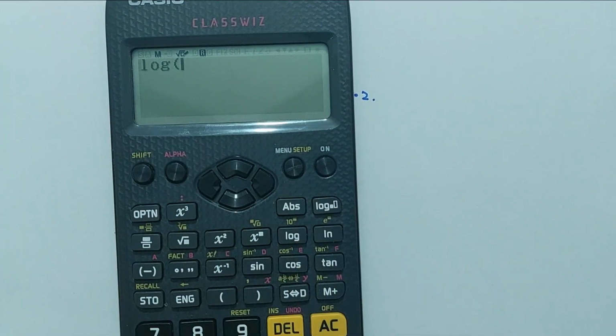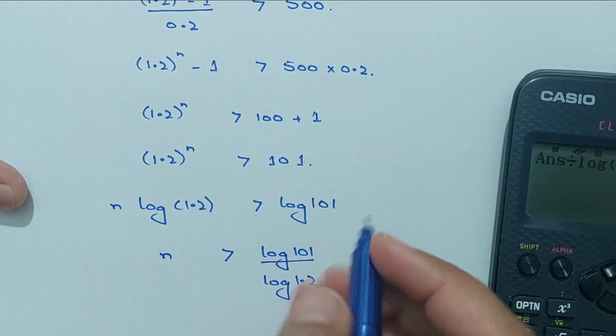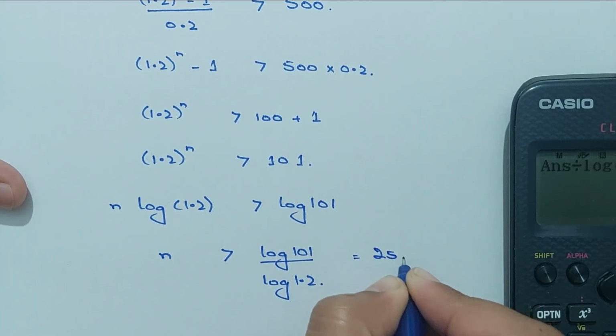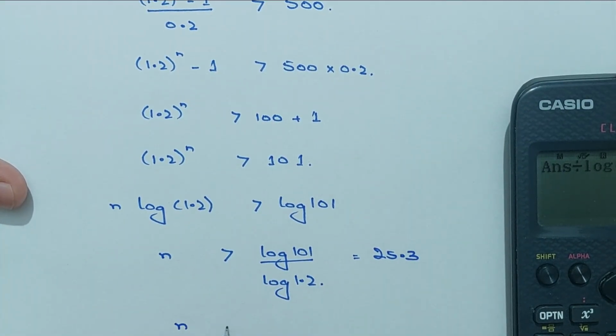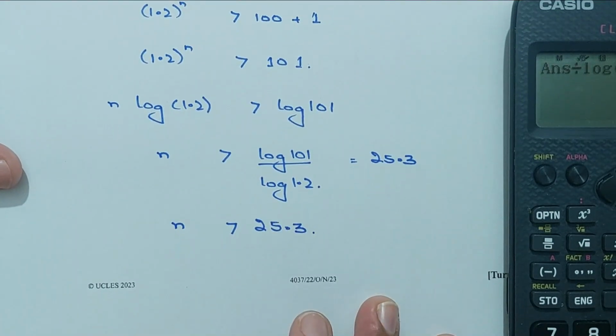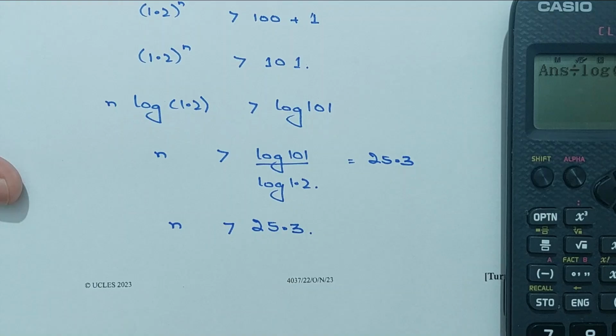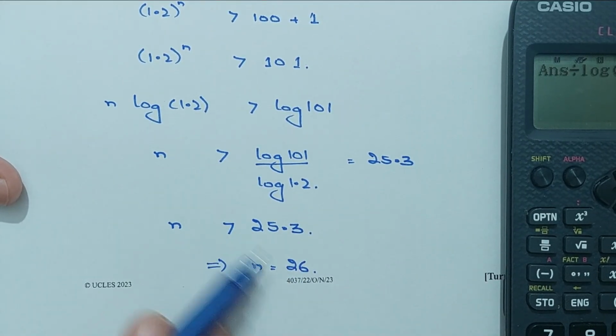Log 101 divided by log 1.2 is 25.3. So we have n should be more than 25.3. Which value is more than 25.3? We have to find the smallest value of n such that the sum is more than 500. So we can say that the smallest value is 26. So n is 26.